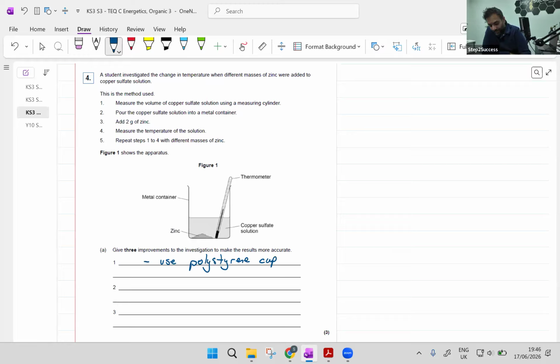That's one thing. Also, if you're doing a temperature reaction, you want to put a lid on it to prevent the heat escaping. And also, this thermometer is one of these old style traditional thermometers. There are better thermometers than this. There are digital thermometers, which give you a more accurate reading. It's quite hard to read these sometimes, but a digital thermometer is more precise.